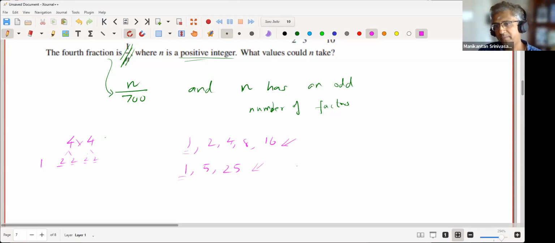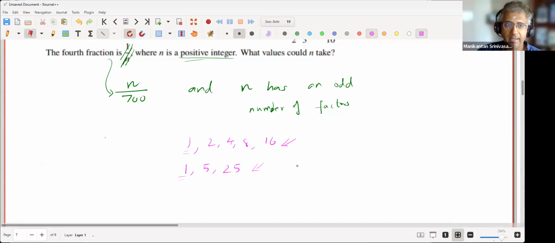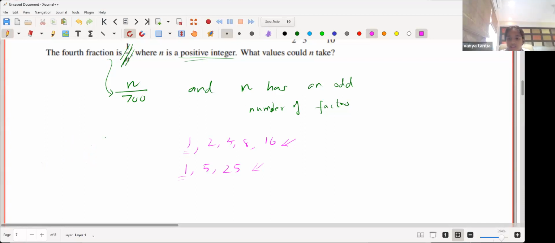Yeah, Vanya. So because in a perfect square, there is one digit which is multiplied by itself. So it has to be an odd number. Exactly. Like 4 into 4, 8 into 2, 16 into 1. So it has to be an odd number.